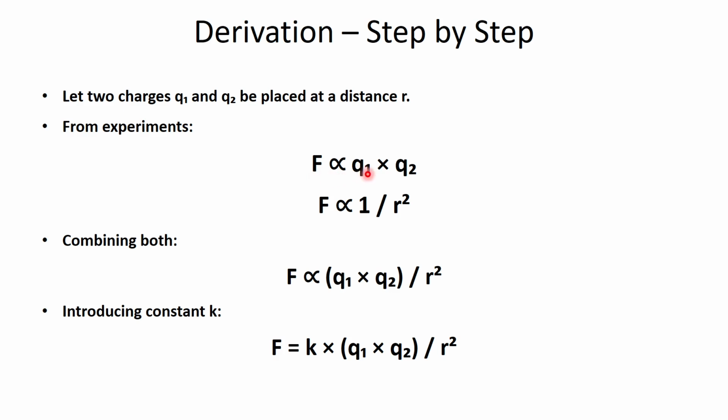So F is directly proportional to Q1 Q2, and similarly F is inversely proportional to the square of the distance. If we combine these two relationships, we will get a single relation: F is equal to Q1 Q2 divided by R square. When we remove the sign of proportionality, we introduce an equal sign and a constant. K is a constant. So F is equal to K Q1 Q2 divided by R square, and this is the mathematical form of Coulomb's law.